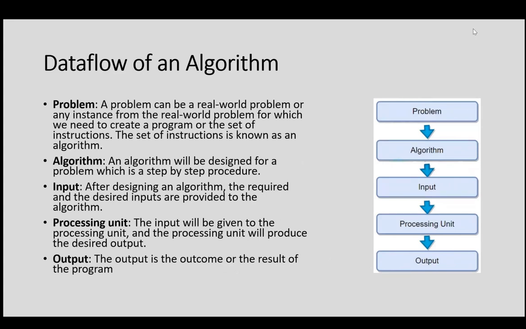We have understood the different characteristics of an algorithm. Now we'll see how the data is flowing in an algorithm. What is the flow of the algorithm? Step one after another: first, what will be there? Next, what it will go to. Then, what it will lead to. That we will see.